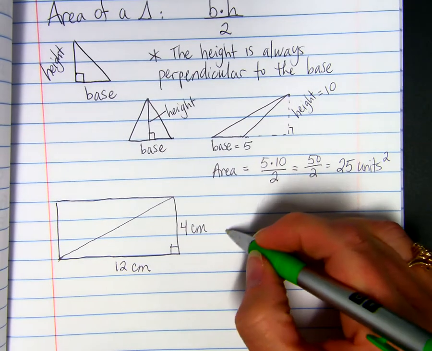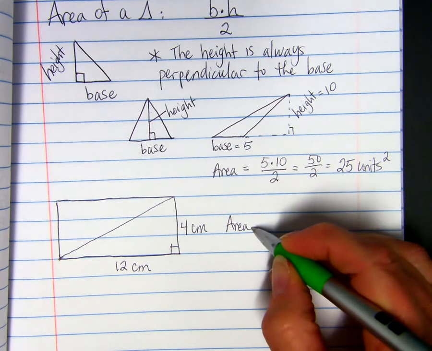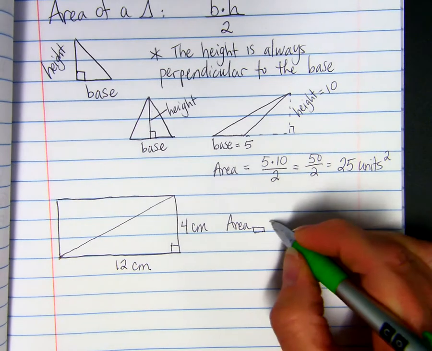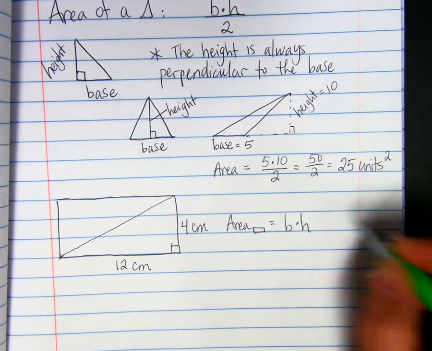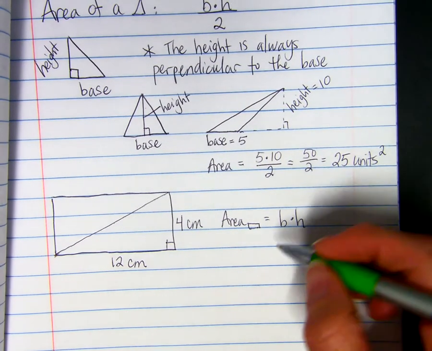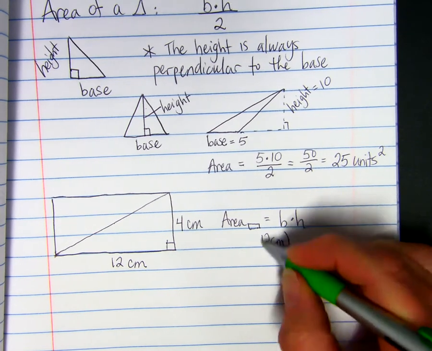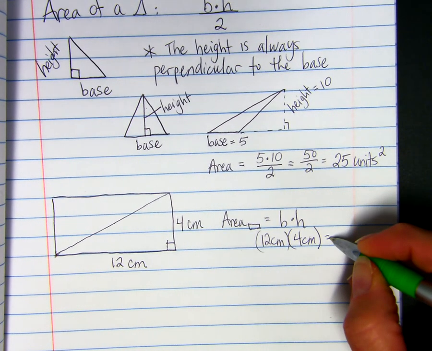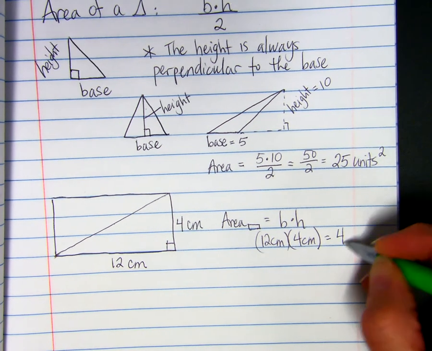So if we want to find the area of the rectangle, if I just draw a little picture of a rectangle here, that is just base times height. So in this case, 12 centimeters times 4 centimeters, which equals 48 centimeters squared.